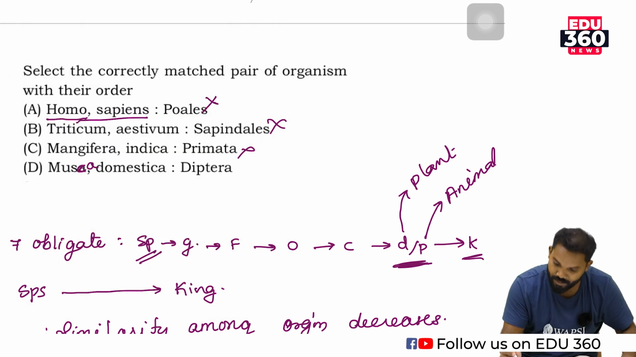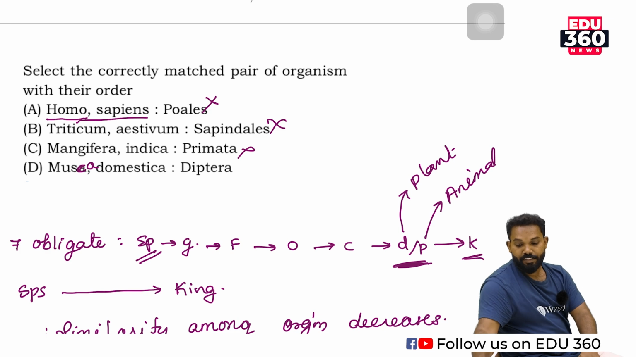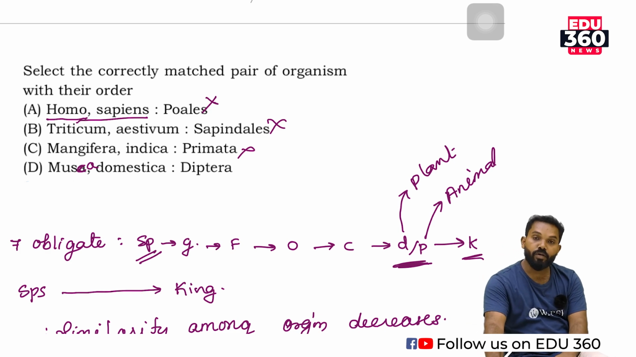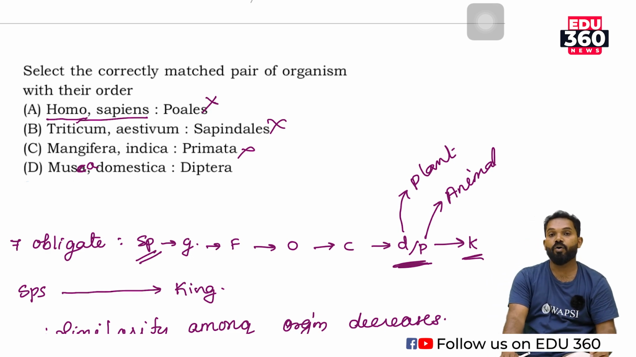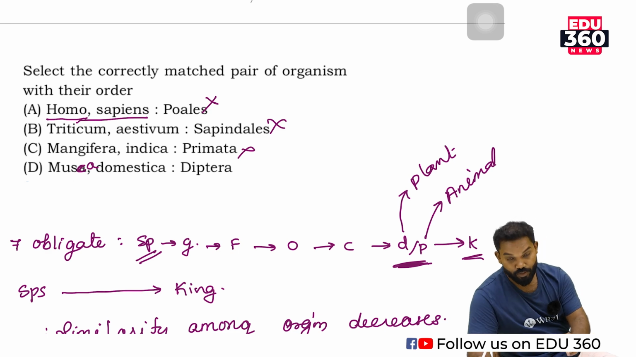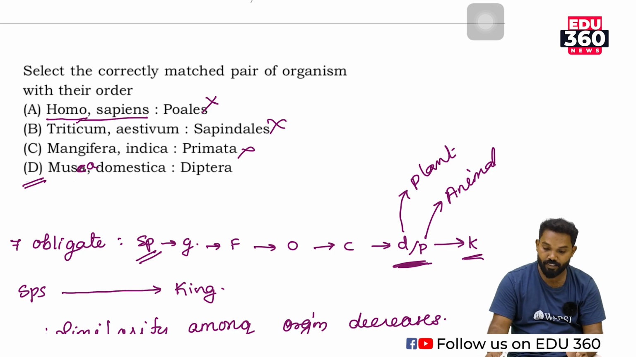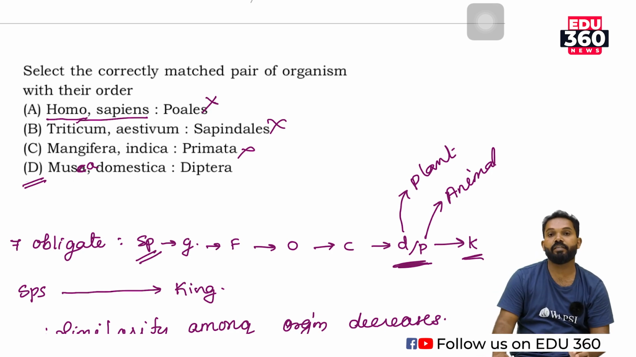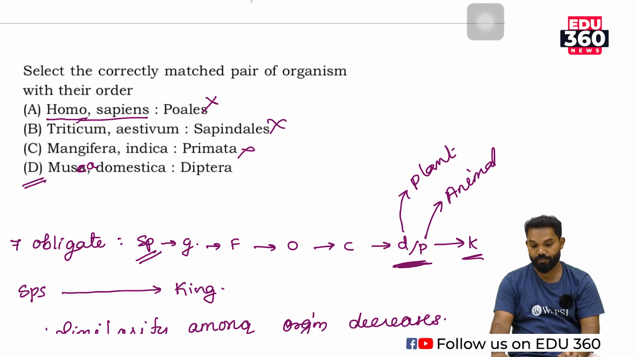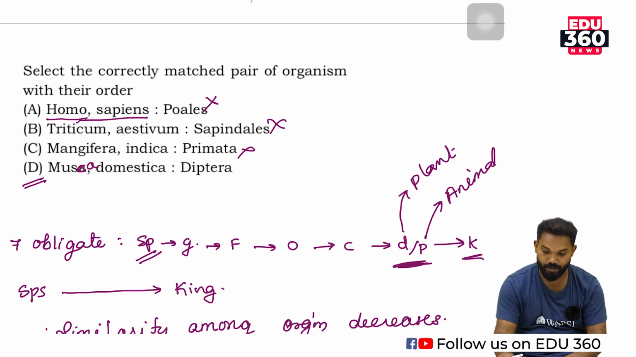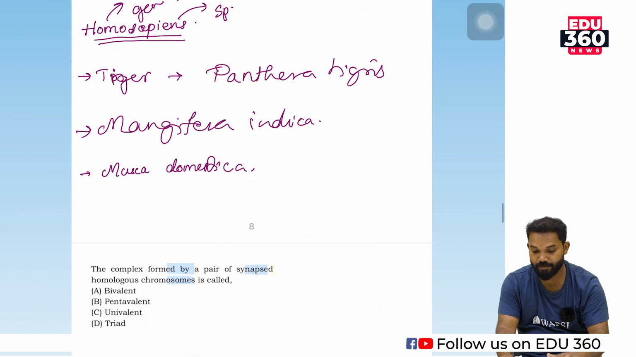It is not Musa, it is Musca domestica, the house fly. Musca domestica comes under the order Diptera. Musca domestica, Mangifera indica, Triticum aestivum, and Homo sapiens are the 4 organisms. According to the NCERT chart, select the correctly matched pair of organisms with their order. The answer is D. Musca domestica, and the order is Diptera. The order of Homo sapiens is Primata. Answer is D.